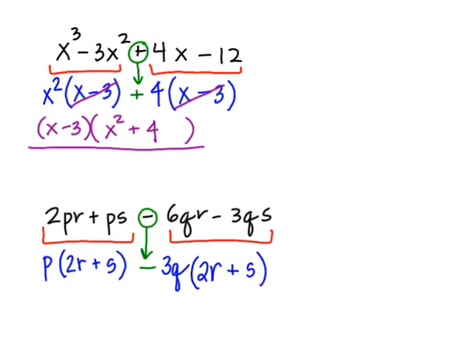Now what I have in parentheses is the same, and it has to be the same every time. So I can take that 2r plus s and bring it to the front. And what's left behind, once I take out the 2r plus s, is p minus 3q. Okay, so let's try another one.